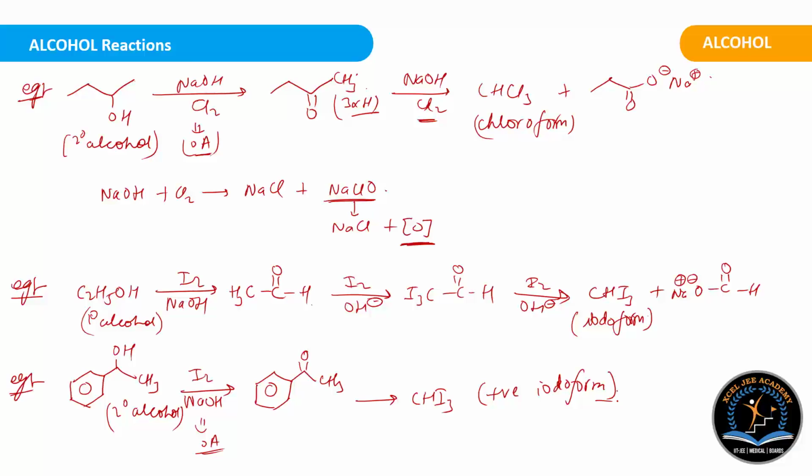The first one is referred to as the dehydration reaction, the second one is referred to as the iodoform reaction. Among these, the most important reaction is the iodoform reaction, which is also referred to as a test of aldehyde and ketone. But some alcohols also give this reaction, like 2-degree alcohol, and 1-degree alcohol can also give this reaction.